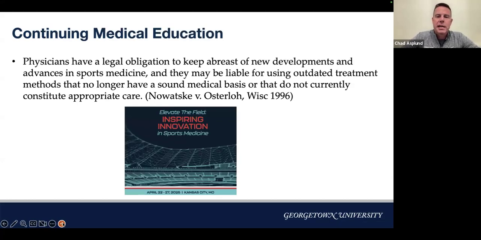Continuing medical education: believe it or not, there is a legal standard that says physicians have a legal obligation to keep abreast of new developments and advances in sports medicine, and they may be liable for using outdated treatments that no longer have a sound basis. So, big plug for continuing medical education. AMSSM has continued to lead the way on sports medicine physician CME. Here's the early release brochure for the 2025 meeting that will be in Kansas City, April 22nd to 27th. But that CME is really something that legally you need to keep up with, the latest in sports medicine. And if you're not following the latest standards, that may open you up to legal liability.